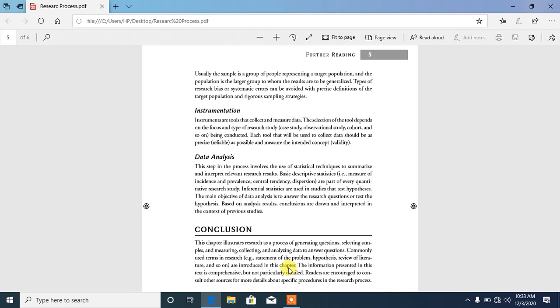And at the end you have to mention some suggestions and recommendations, what you recommend, and what points you want to suggest for future researches. Last is the conclusion. In the conclusion you have to conclude your research.